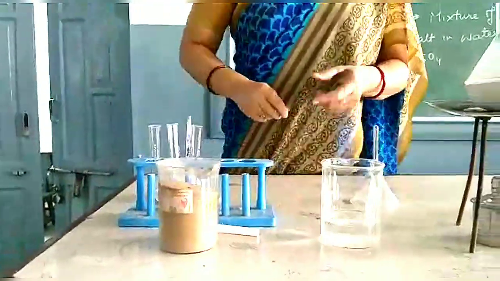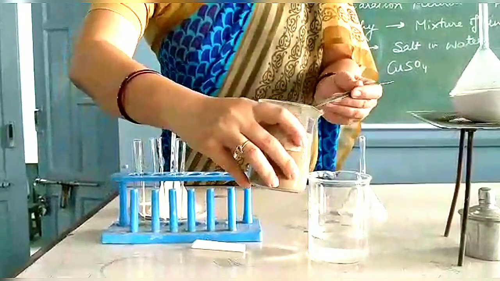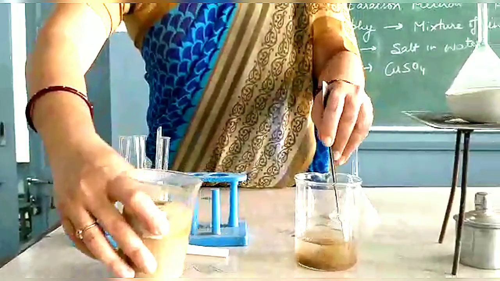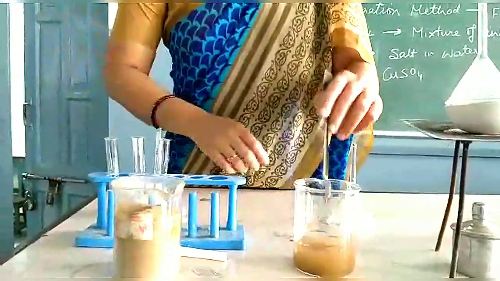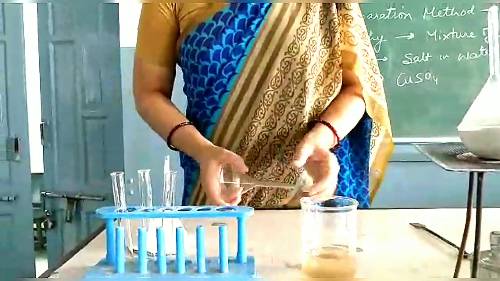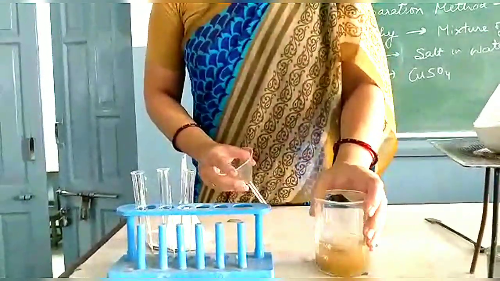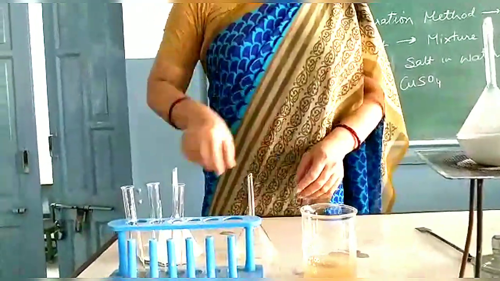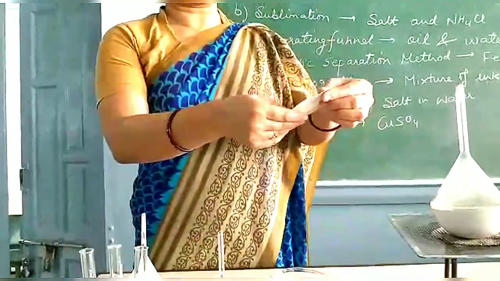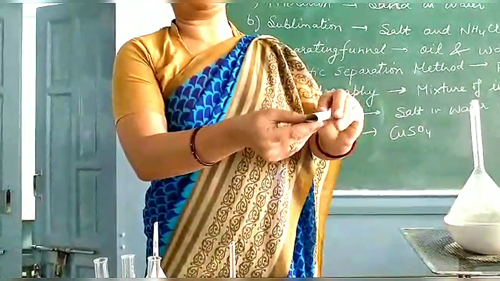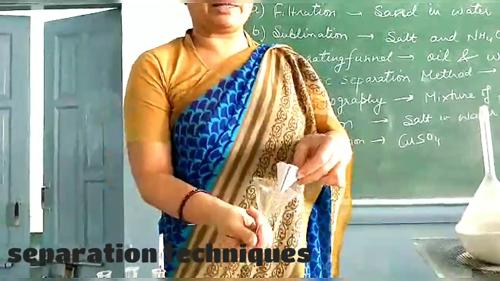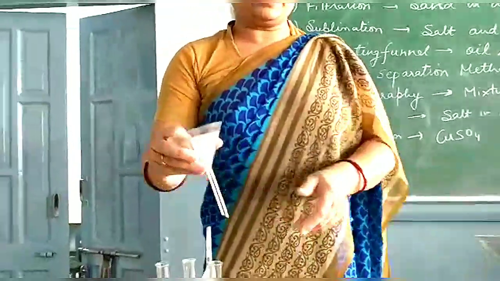So first of all I'll make a mixture by mixing sand and water. I just take a small amount of sand and mix it in water. Now I have this mixture of sand and water and I'm going to separate these two, and this can be separated by using filtration. For that I am using this filter paper. In the previous experiment I told you how to make this filter paper cone, just by making two folds and taking out one fold, and fixing it in the funnel properly.